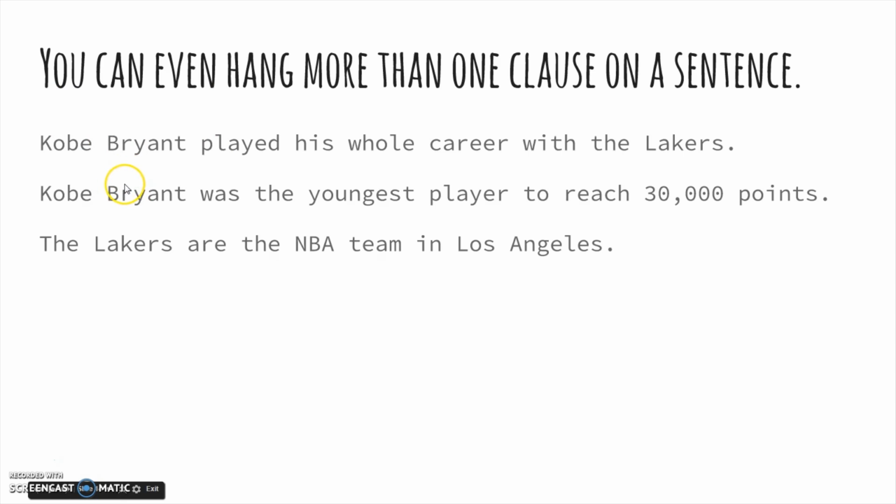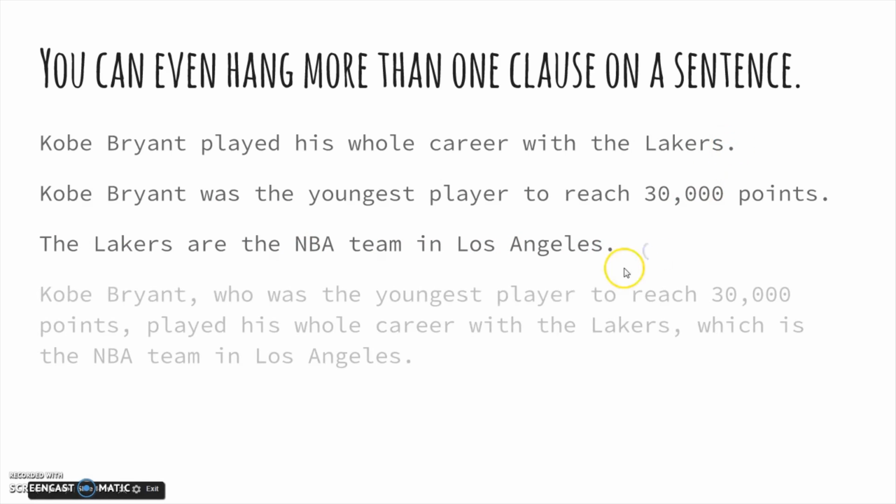Okay, so I'm just going to do the steps. Kobe Bryant, stop, who was the youngest player to reach 3,000 points, stop, and then go back and finish the first sentence. Played his whole career with the Lakers. But now I can stop. Who are the NBA team in Los Angeles? Stop. And then go back to the first sentence. Okay? So Kobe Bryant, who was the youngest player to reach 3,000 points, played his whole career with the Lakers, which is the NBA team in Los Angeles.